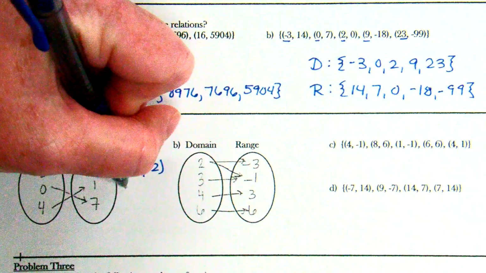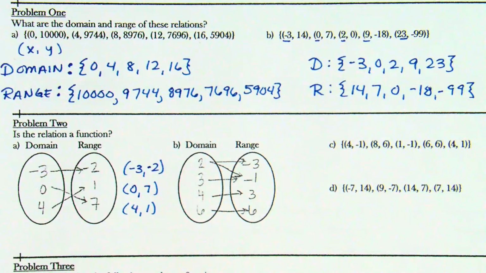Is this relation a function? Yes. Why yes? Because none of the x's have the same y. Each x has one and only one y, right? Or if you look up above, the x's don't repeat. That's the easiest thing. So I'm going to write that yes, this is a function.